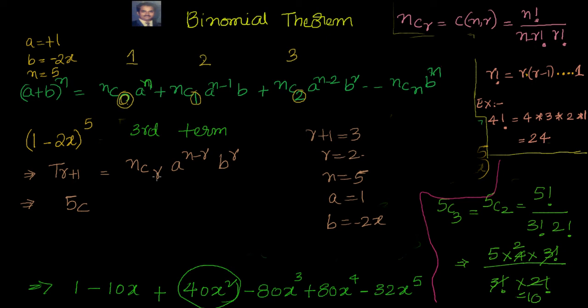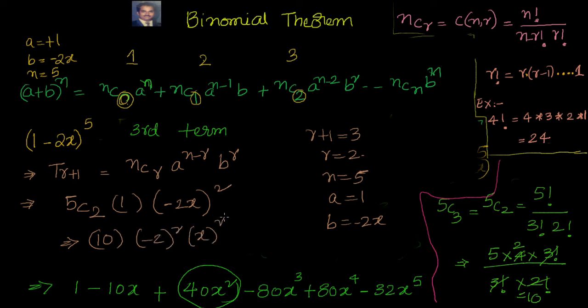So this becomes 5C, r is 2, a to the power of n minus r, that's nothing but 1 to the power of anything is 1, into b is minus 2x, r is 2 whole square. So 5C2 we did already, 10 into minus 2 whole square. I'm just simplifying more for you. This is nothing but equal to 40x square, which is nothing but equal to this. So you can see that.